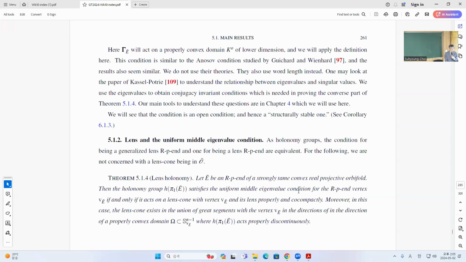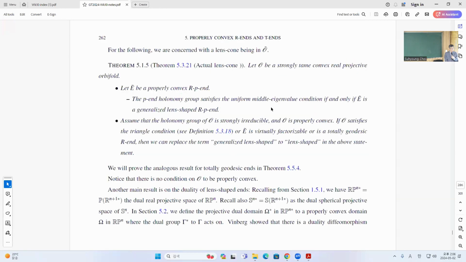But of course, these lenses may not be inside the omega, I mean the domain, but these O tilde. But actually, you can put at least a generalized lens inside. Because O tilde is always convex, so you can always do that.